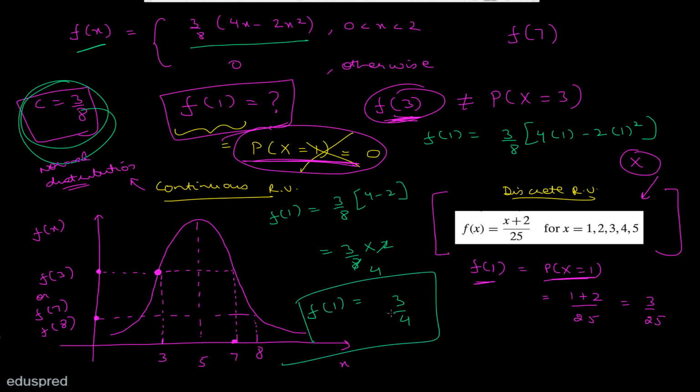I hope this distinction is clear: if you're working with a continuous random variable, f of 1 is just the height, you can say, of the function. It is not equal to the probability. For probability, you have to do the integration of the function. But if you're working with a discrete random variable, and if you are given a function, then f of 1 is equal to the probability that x equals 1. So the right answer is 3 by 4.